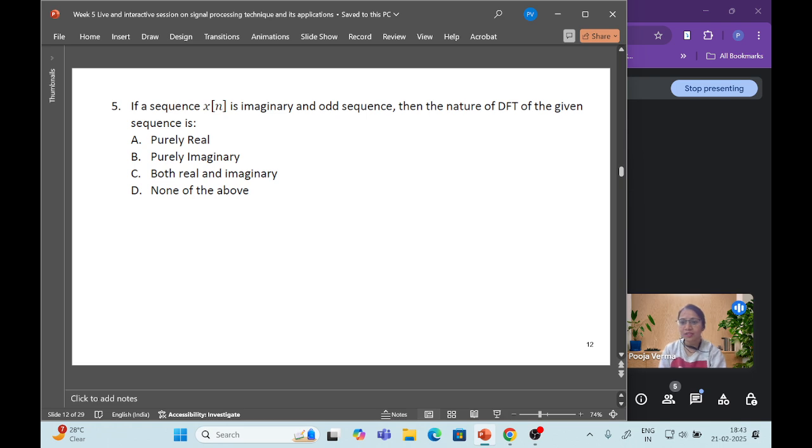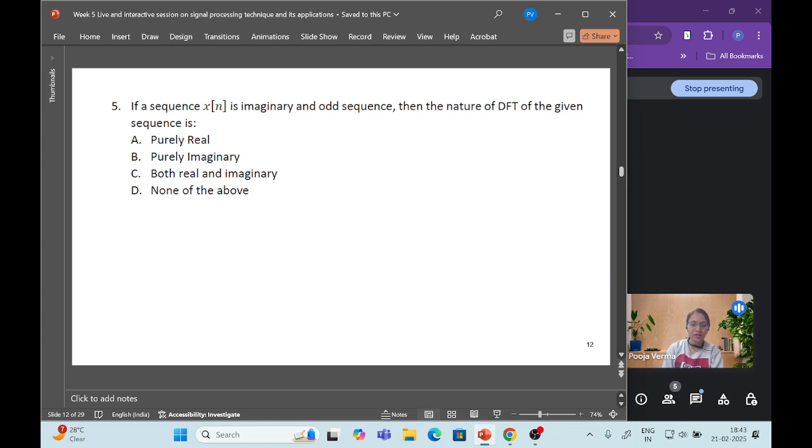So now the next question is also related to this only. If a sequence x of n is imaginary and odd, then what will be the nature of the DFT of the given sequence? Options are: A, purely real; B, purely imaginary; C, both real and imaginary; D, none of the above.